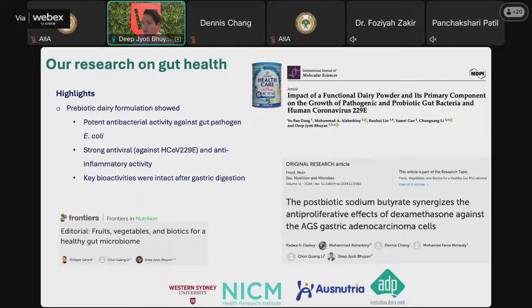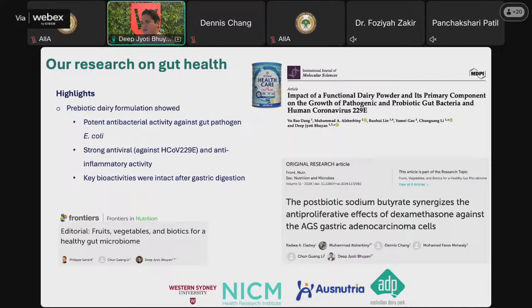This research was done during the COVID time. So at that time, COVID-related research was quite trendy, and we were able to do our experiments on human coronavirus 229E, and the results were quite fascinating. We found that the dairy formulation was able to inhibit pathogens like E. coli, whereas it was quite good at improving the growth of probiotic gut bacteria.